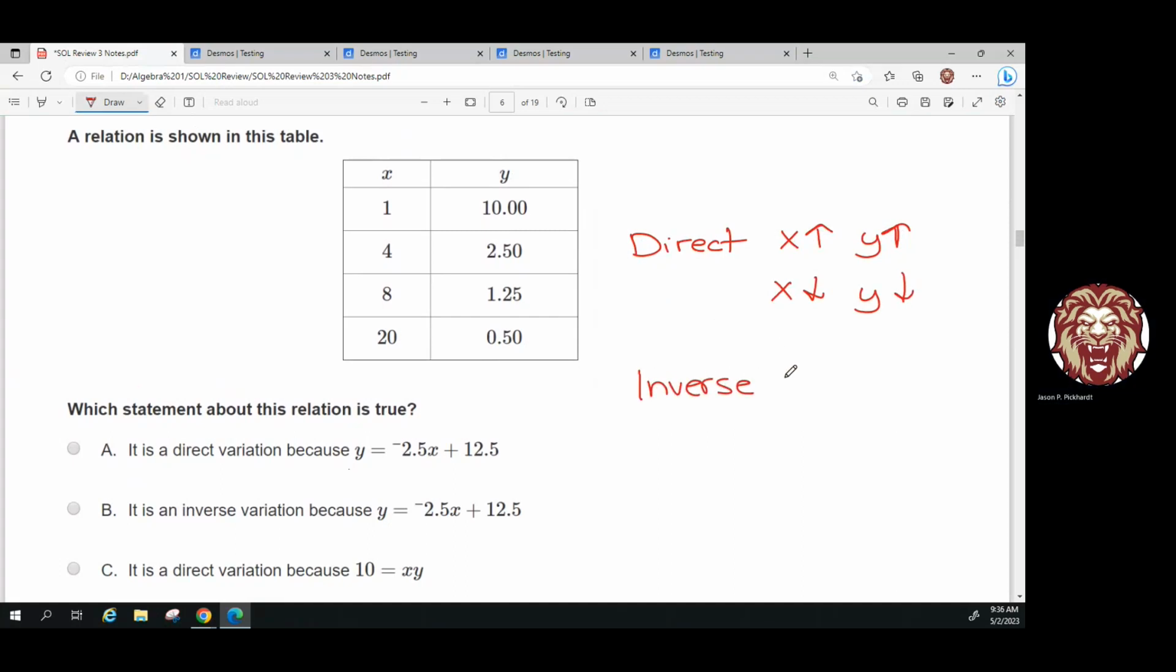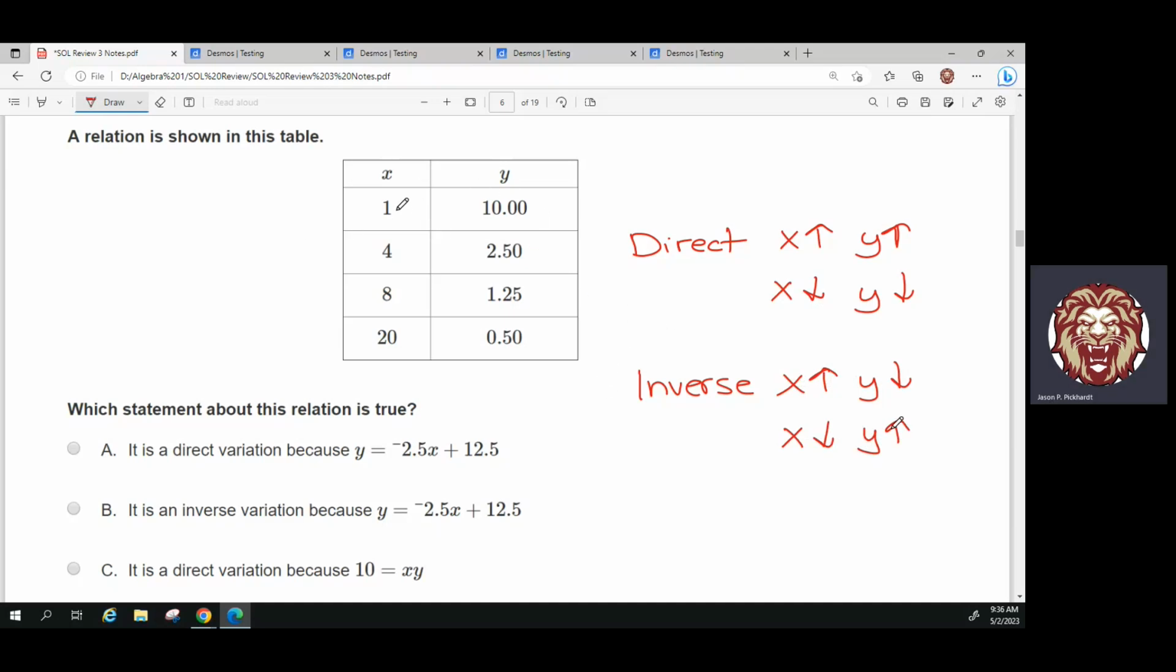Inverse, when x goes up, y goes down. So when I go from one point to the next, if the x value is increasing, then the y value will be decreasing. If the x value is decreasing, the y value will increase. They go opposite, they go inverse.